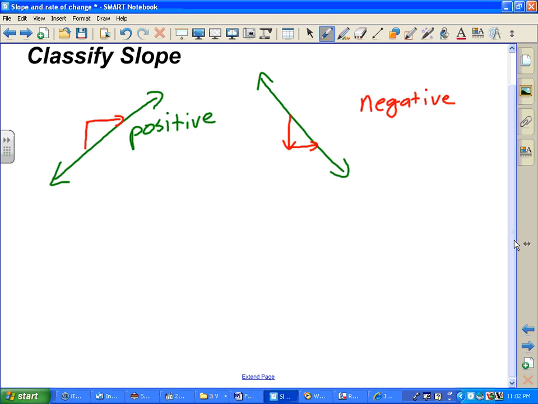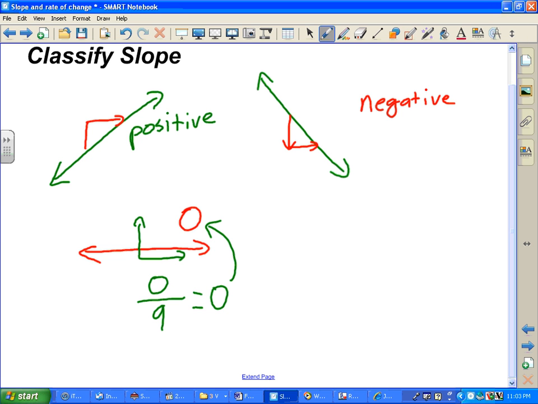All right? If the line is horizontal, that means the slope is 0. And why is this? Well, what's the rise? How far is this thing going up? It's not going up any. What's the run? Whatever I want it to be. It could be running 7, it could be running 8, whatever value I want to put in there. I decided to put in 9. What's 0 divided by 9? 0. The slope of a horizontal line is 0.